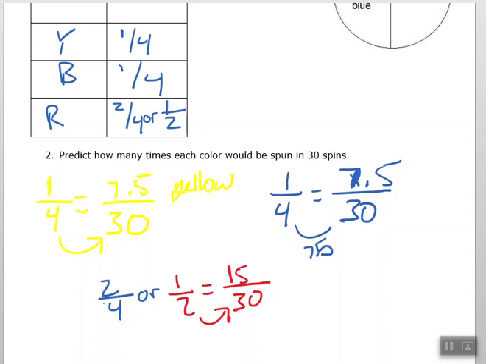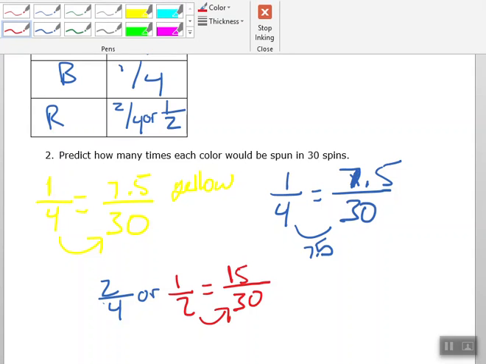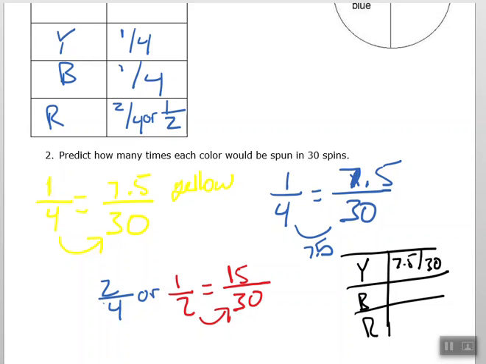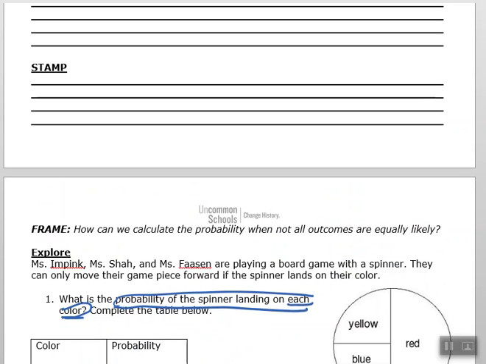All right. So my probability, and I'm just going to go to black ink here now. My probability of yellow, blue, red: yellow is 7.5 out of 30. Blue is 7.5 out of 30. And red is 15 out of 30. Okay, and so basically it's a 25% chance, a 25% chance, and a 50% chance.